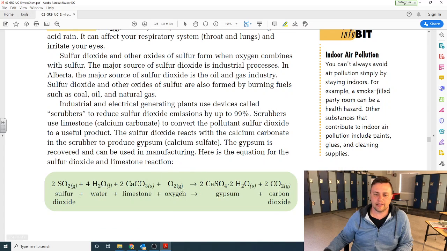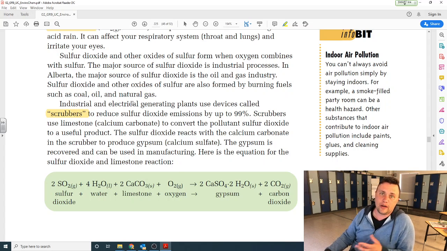and that sulfuric acid in the rain will cause problems we talked about last time when it accumulates in the lakes. But today we have things called scrubbers, and those scrubbers are there to remove that sulfur dioxide from the air or from the emissions of a factory, and it can remove up to 99% of it, which is awesome.